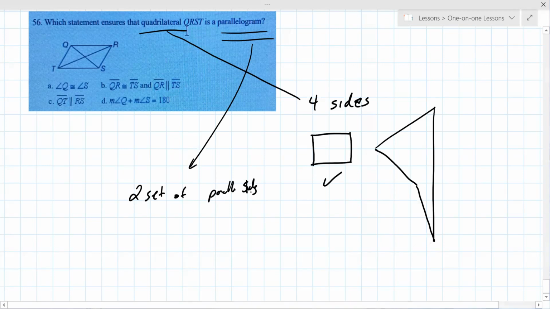One set of parallel sides is not enough. Do you know why that is? What is something with only one set of parallel sides? What kind of shape is that? I'll draw it here.